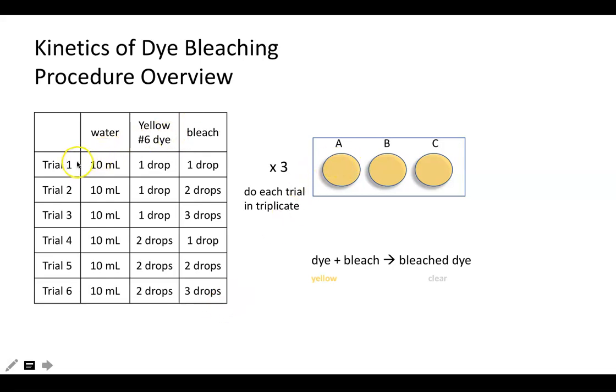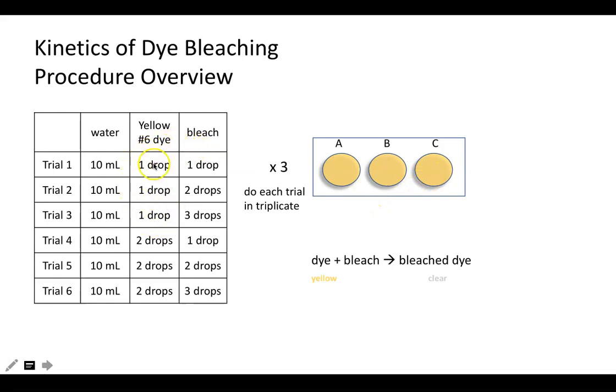So for trial 1, I didn't have just one container. I had 3 containers. So I repeated this trial 1 basically 3 times. I repeated trial 2 3 times. I just did it all 3 times at once. So the way I set it up is I have little condiment cups, and I put 10 milliliters of water in each one. And then I add the food dye.